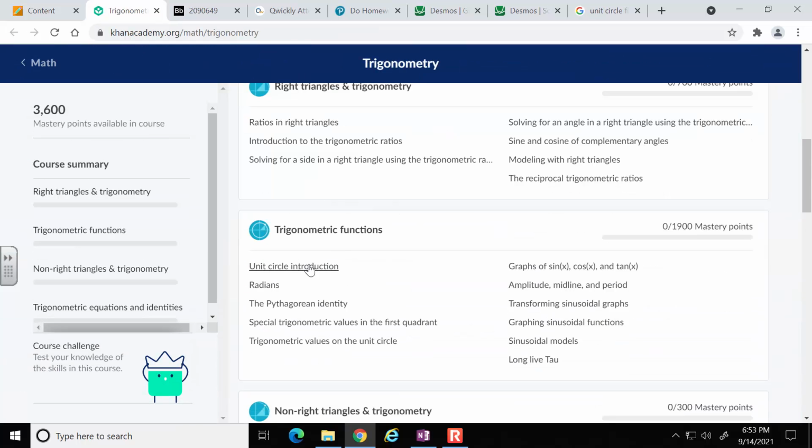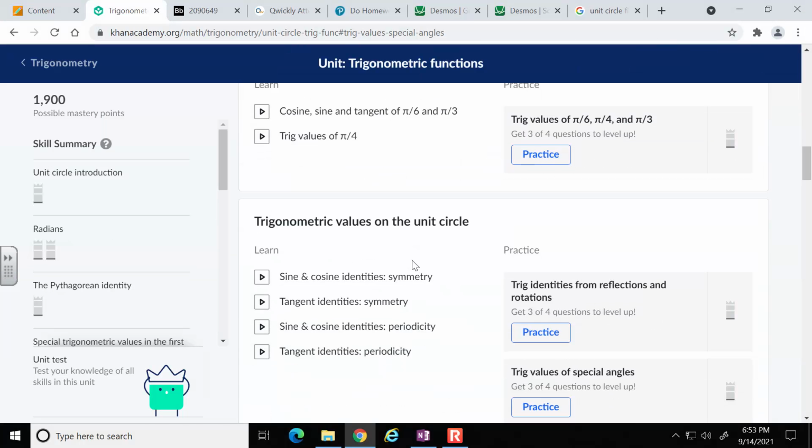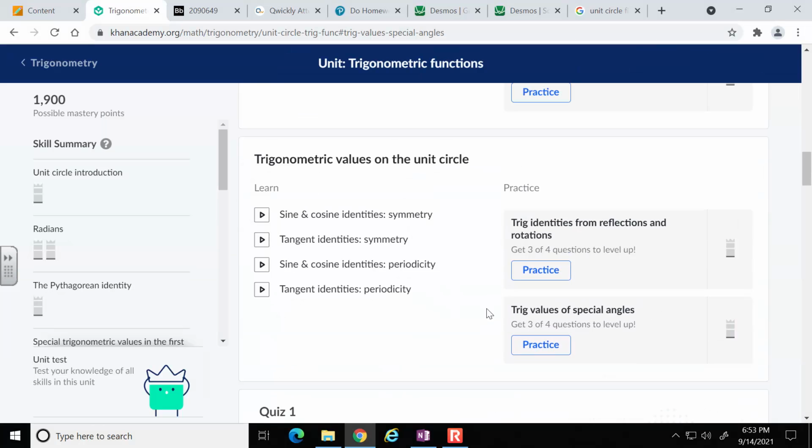Alright. So here's the unit circle introduction. There's some of the stuff with the triangles and trigonometry, radians and all that kind of stuff, graphing. The trigonometric values, that's probably the one that might help, would be my guess on that one.